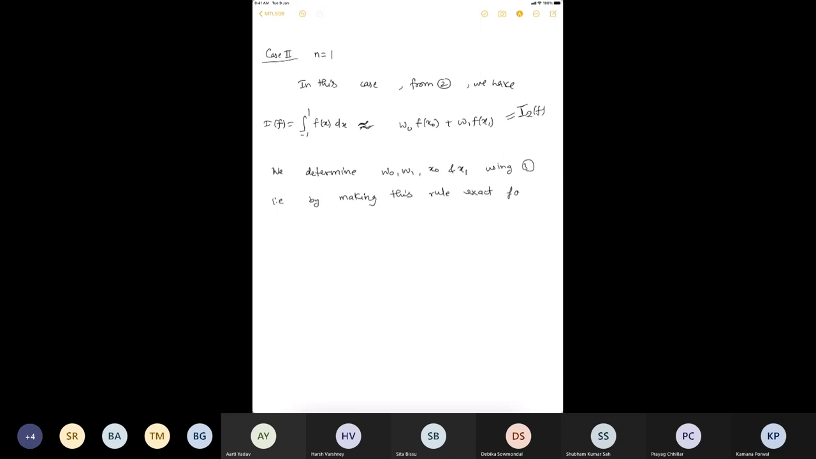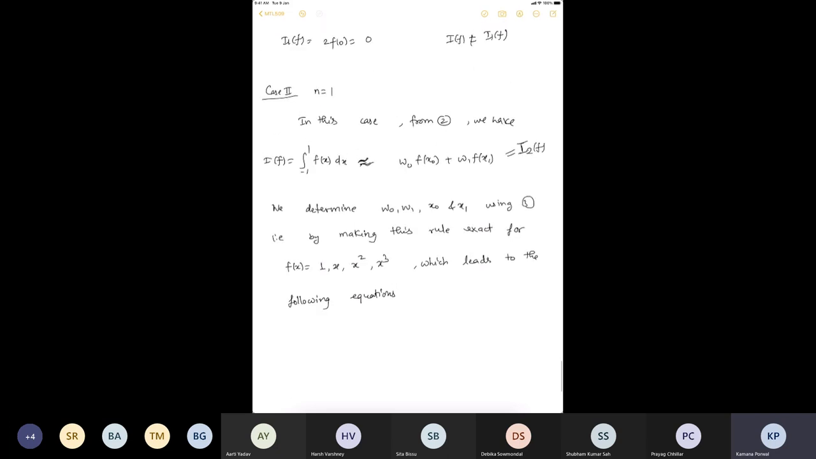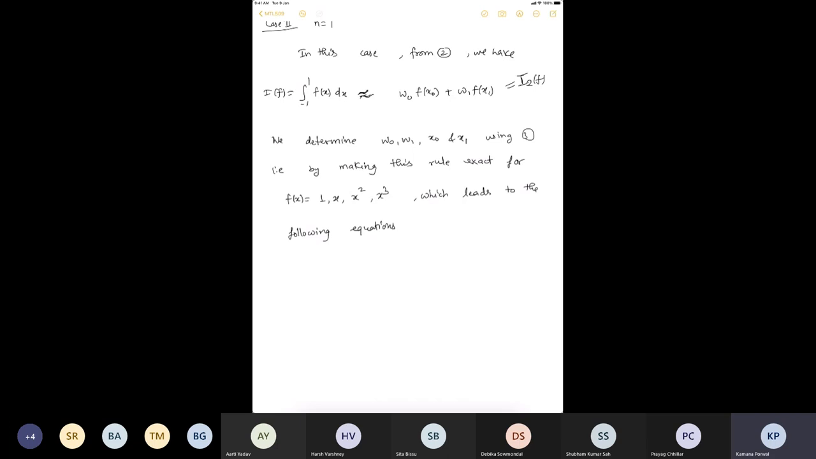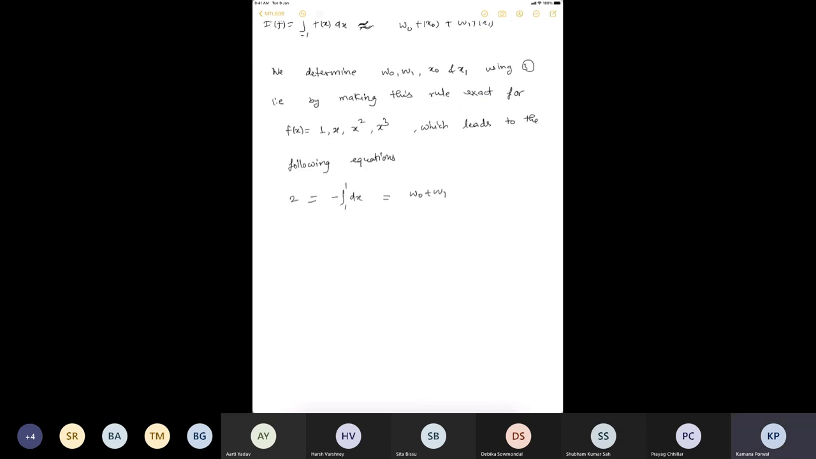that is by making this rule exact for f(x) equal to 1, x, x square and x cube. Right? So this will give us the following equations. So if we substitute f(x) equal to 1, so I will get this side as the integral from minus 1 to 1 of dx, and this side I'm going to get w0 plus w1. So this is 2 here, right? Now if we substitute f(x) equal to x, so I will get this as this factor, and here it is going to be w0 x0 plus w1 x1, and this is 0.